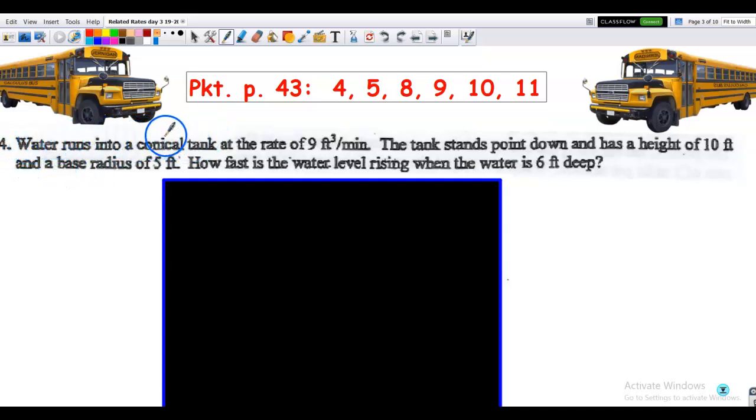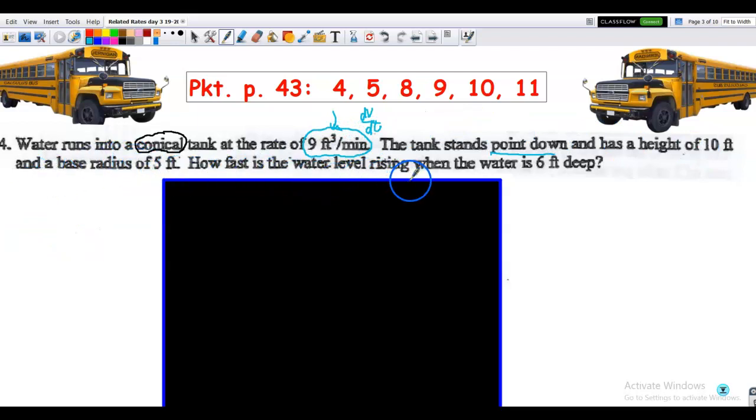Water runs into a conical tank. Notice I'm reading with my pencil, and I realize that I'm dealing with a cone. And the rate that water is flowing into the cone is 9 cubic feet per minute. That cubic feet is what tells me that I'm looking at the volume rate. The tank stands point down, so when I draw my cone, I'm going to make sure it's point down. It has a height of 10 feet and a base radius of 5 feet.